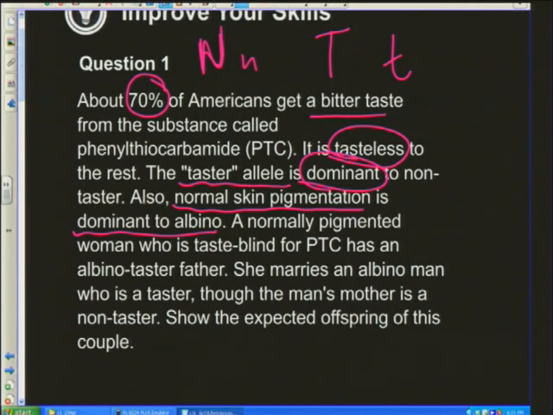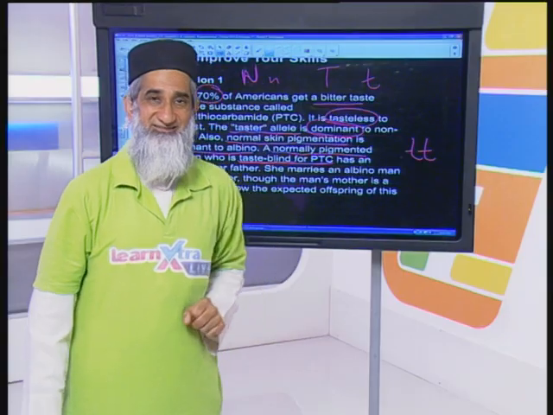A normally pigmented woman. Now we are dealing with the problem. First, they gave you some background. Now they're saying a normally pigmented woman who is taste blind for PTC. So we know for this already she has to be small t, because tasteless is recessive, and recessive can only show itself if they are in the homozygous state. Good?